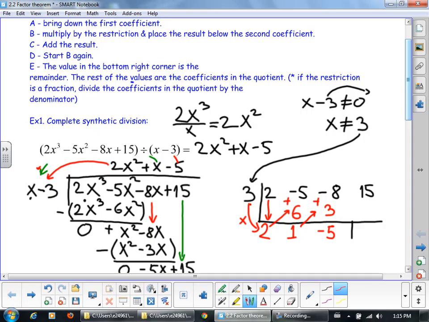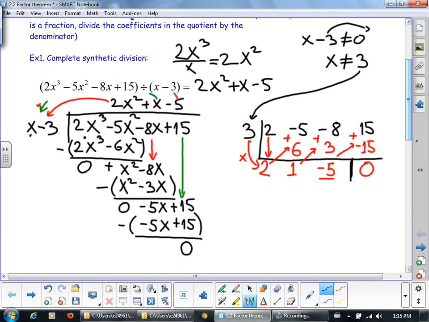So we're going to take the restriction, which is 3, and multiply it with negative 5. And we're going to write the result under the 15. So 3 times negative 5 will give us a negative 15, which works out really well because if we add 15 and negative 15, we get a 0. And as you can see, this last slot with this vertical line actually represents a remainder. So in this case, we get a remainder of 0, which is the same as the remainder in the long division here. So how do we pull out the answer?